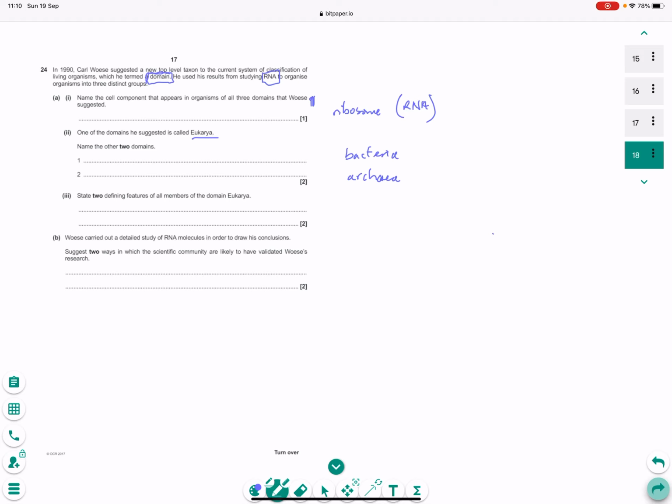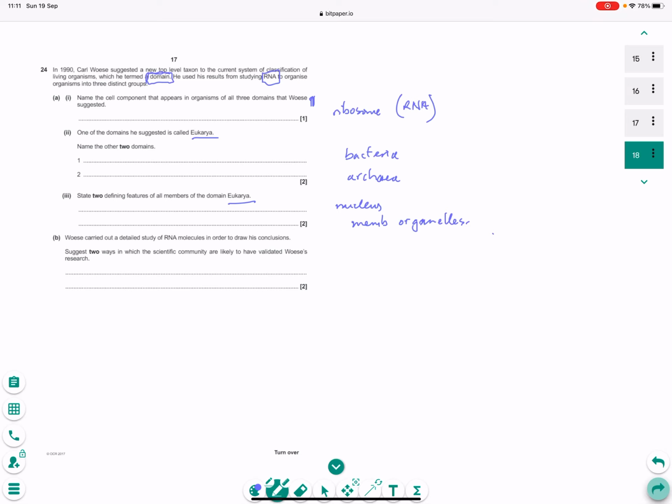State two defining features of all members of the domain eukarya. That's the eukaryotes. They have a nucleus, membrane-bound organelles. There's other things as well, like ribosomes.